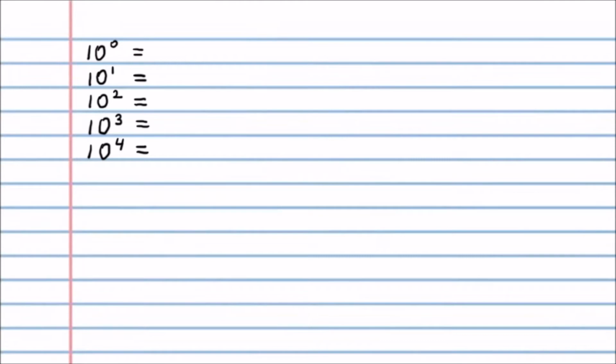So scientific notation relies on this trick, that if you write down 10 raised to the power of some number, you start to see the following pattern. 10 raised to the power of 0 is 1. 10 raised to the power of 1 is 10. 10 raised to the power of 2 is 100. 10 raised to the power of 3 is 1,000. And 10 raised to the power of 4 is 10,000.